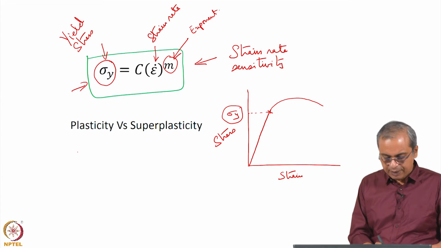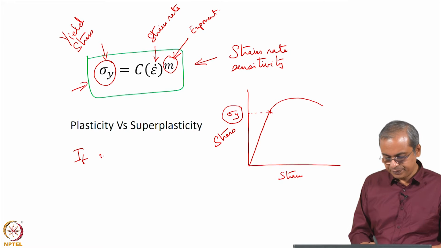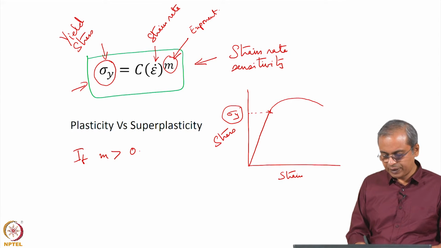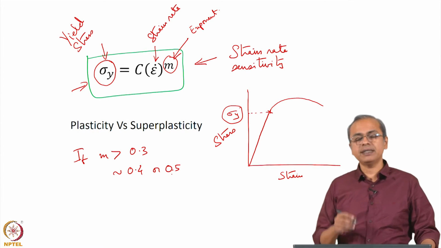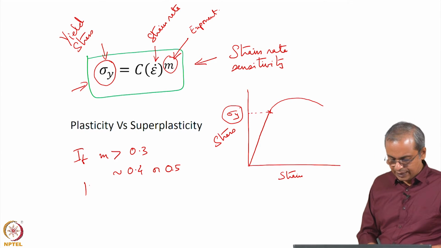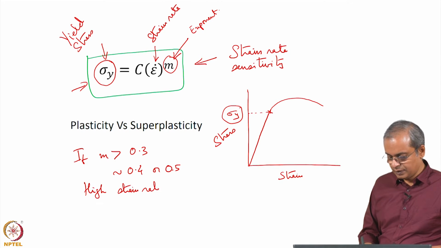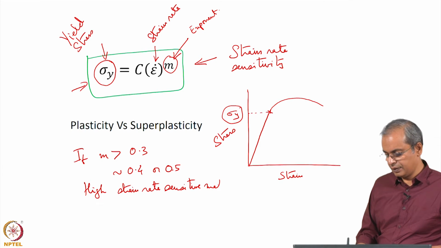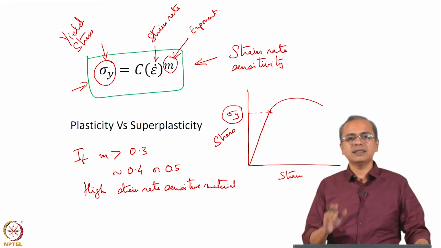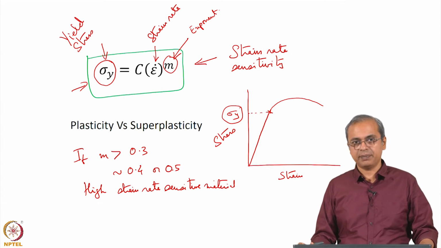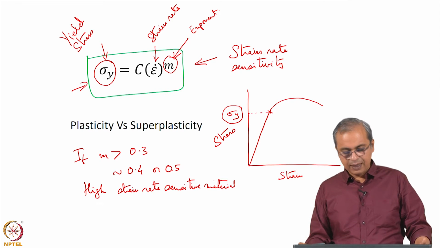So, if m is greater than say 0.3, of the order of 0.4 or 0.5 etc., we describe the material as having a high strain rate sensitivity. So, the strain rate sensitivity of the material is high, is the way it is described.